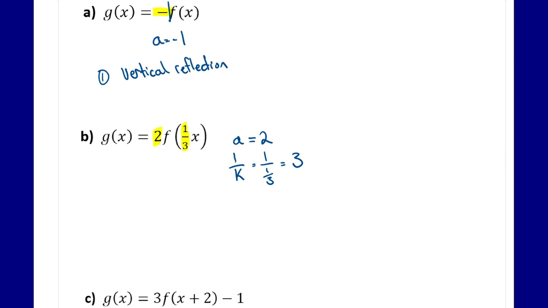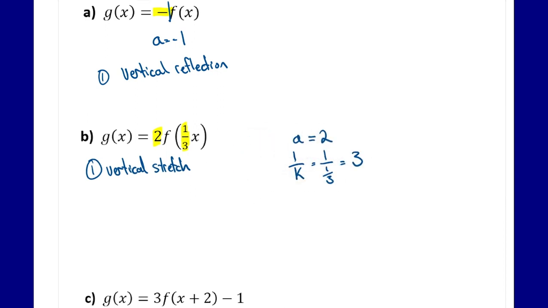I have my two values. First, if we go back to that process in our notes, the first one was the a value. So the first thing we should do is a vertical stretch, because it is a positive and it is a whole number. We could say a vertical stretch by a factor of 2.